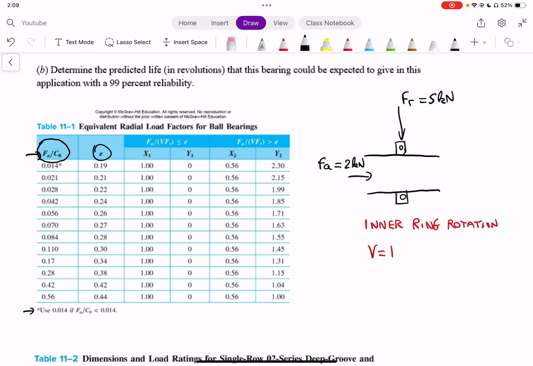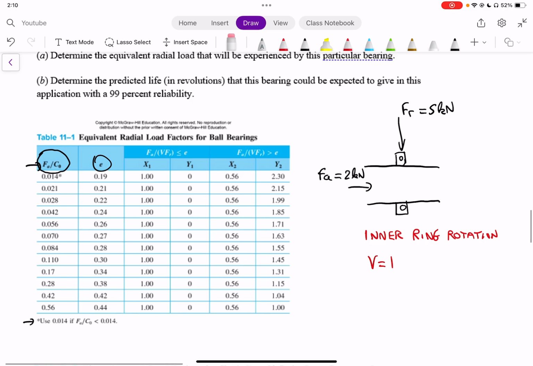Okay, and FA over C0 is the axial force over the basic static load rating. The basic static load rating is given by the catalog. It's essentially the first rating where the bearing would fail. Based on that, we can find an equivalent E value. So if you get, for example, an FA over C0 of this, it would be equivalent to this E. You might have to interpolate between lines if you don't get an exact FA over C0 from the table.